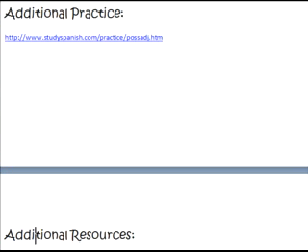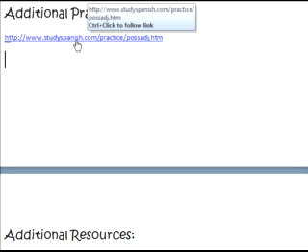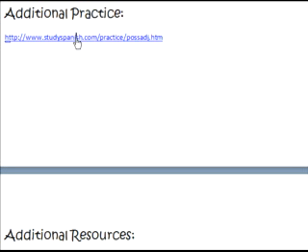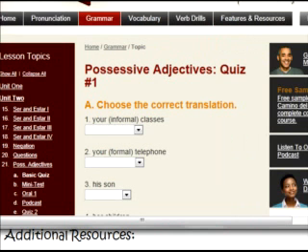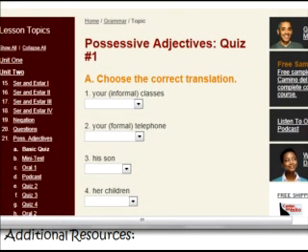I've also come up with additional practice from studyspanish.com. So if you will follow me to that link, please, we'll go through a few of those, and then I'll have some additional resources for you. All right, we're going to be choosing the correct translation. Again, I know I'm forgetting to pause as I should. You pause me when needed.